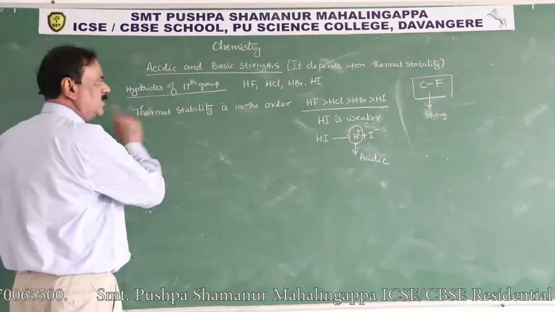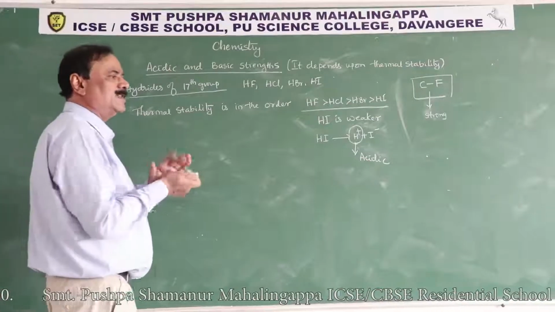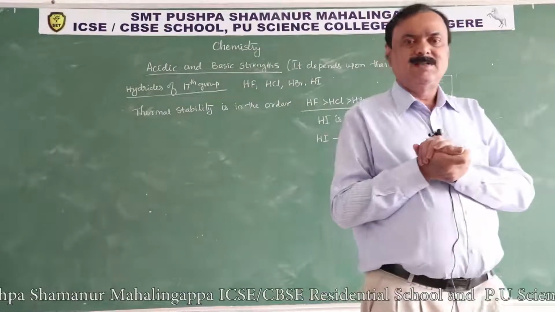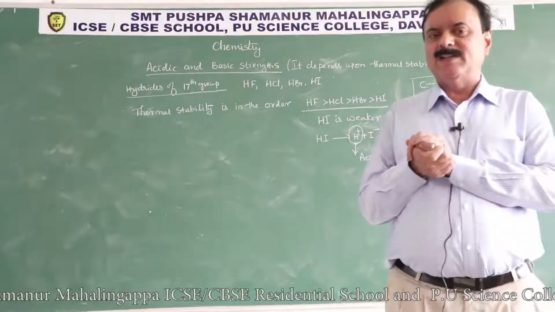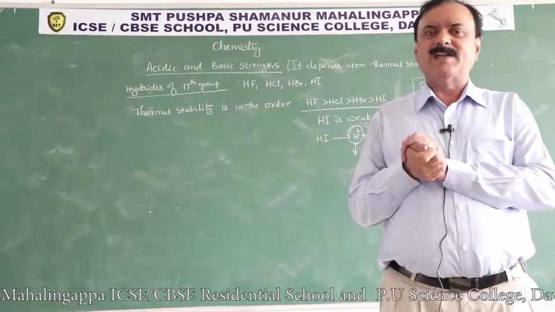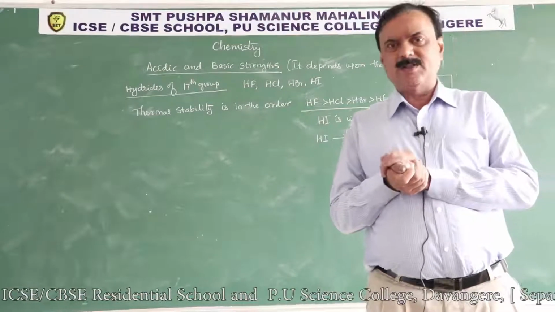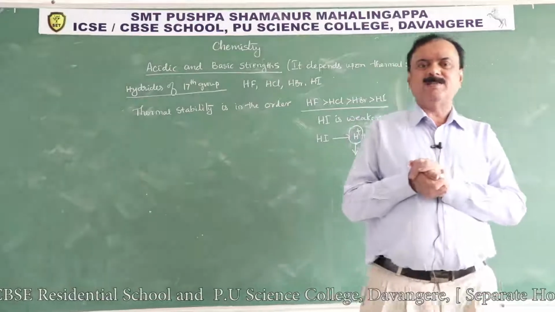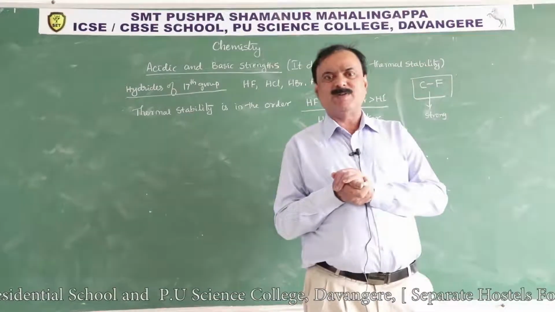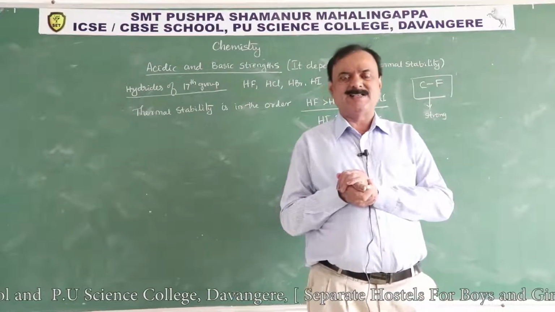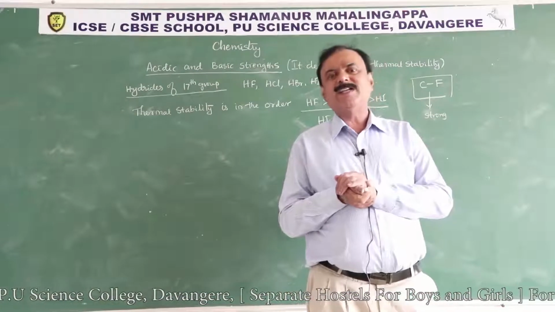Thermally more stable molecules do not undergo dissociation, whereas thermally unstable molecules undergo dissociation very easily. Such hydrides have the ability to give off H plus ions very easily. You know the concept: any chemical substance which has the ability to give off H plus ions is more acidic in nature. Therefore, proton donors are called acids.